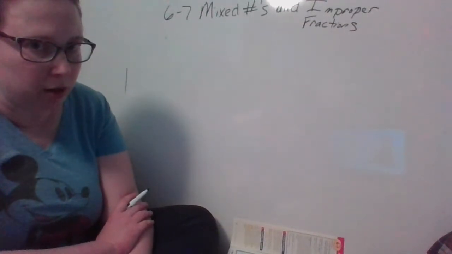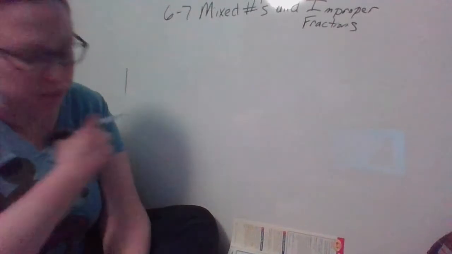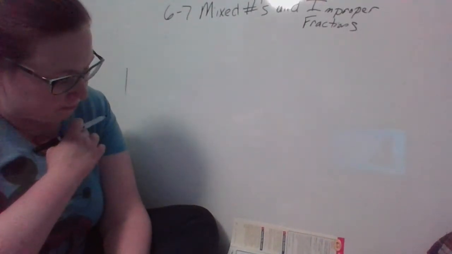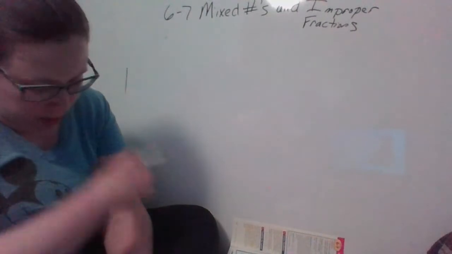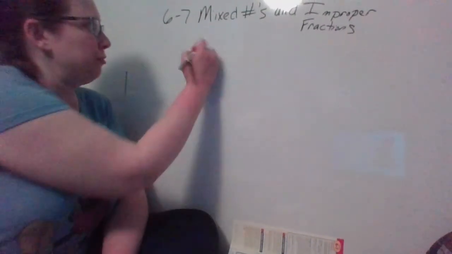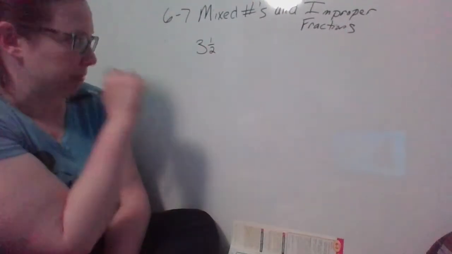Okay, today we are going to be looking at 6-7, which is mixed numbers and improper fractions. A mixed number is a number that has a whole number and a fraction. So if we have something like 3 1/2, that's a mixed number.